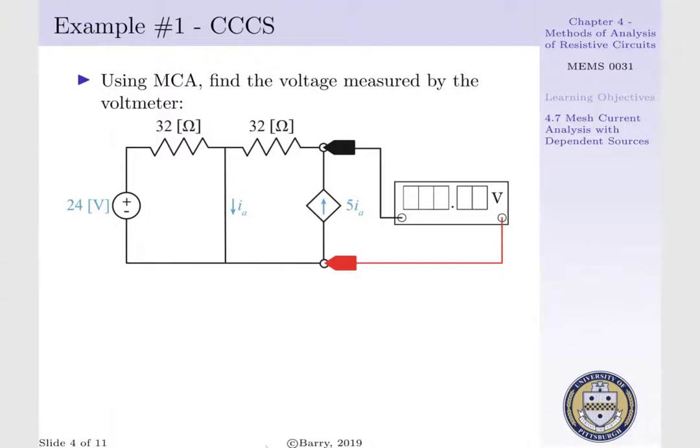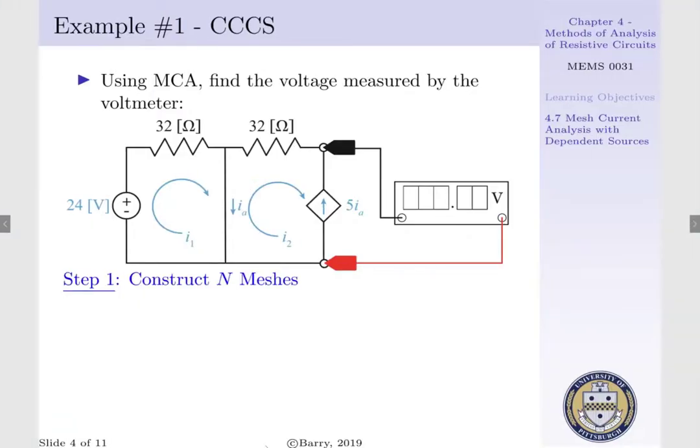Considering example 1, say we want to find the voltage measured by our voltmeter using mesh current analysis. In our circuit below, we have an independent voltage source applying a potential to a 32 ohm resistor. This 32 ohm resistor is connected to another 32 ohm resistor as well as a short circuit in which IA travels down. Our second 32 ohm resistor is connected to a current controlled current source where the output is proportional to our short circuit current.